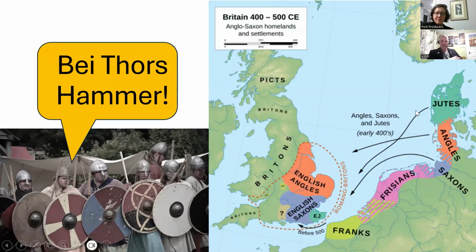These Angles, you see, they were not Christians. They believed in Germanic gods. The most famous of them was Thor, or Thor, as they might have said. And as you probably know from the Marvel franchise, he wielded a mighty hammer. So these Angles, instead of saying things like, oh my god, they might have said, by Thor's hammer. Again, very similar to what you might have said in English and in German.